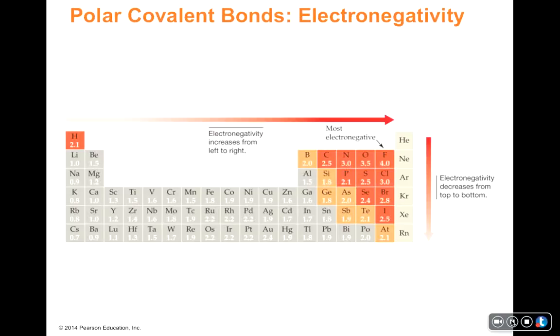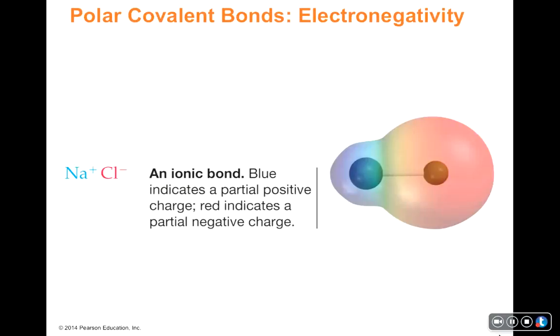And so that would tell you a little bit about the bond, and then you could use the electronegativity values to figure out which one is the partial negative charge and which one is the partial positive charge. The one with the higher electronegativity value will have the partial negative charge. The one with the lower electronegativity value would have the partial positive charge to it.